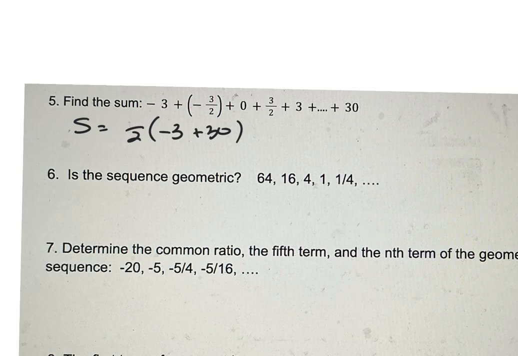So an, the last term, equals the first term plus (n minus 1) times d. And you got to figure out d here. Like, what's the difference in those terms? Well, they're adding 3 halves. That's the difference. Okay, so I got to solve for n. Let's move that 3 over.